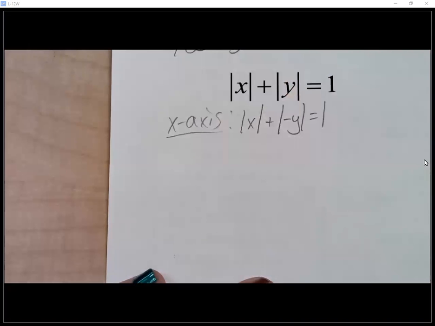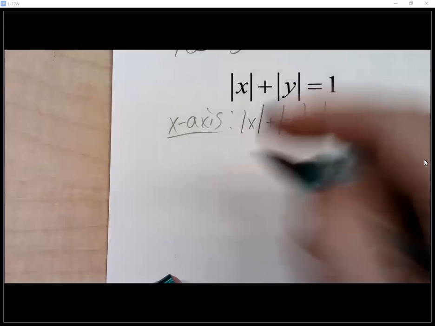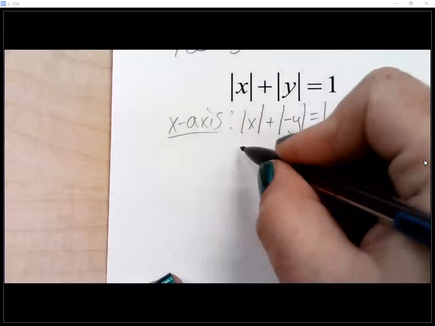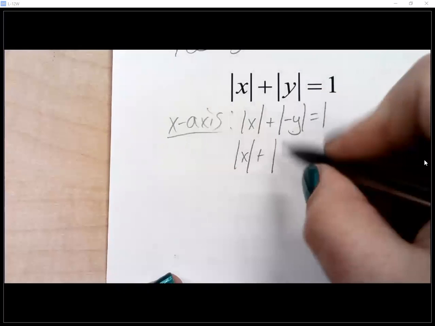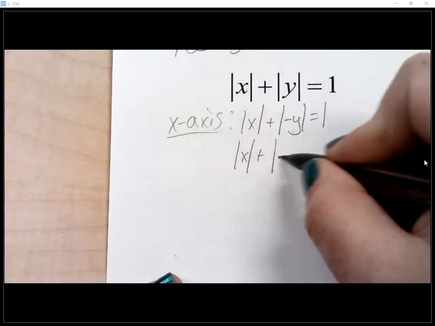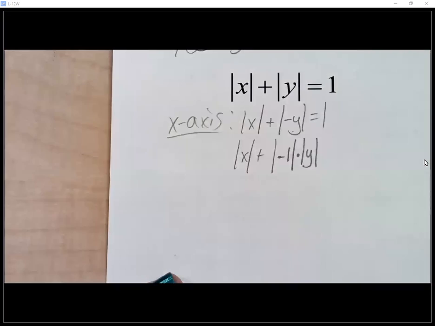Well, the absolute value of negative y would just be what? Yeah, it would just be y. So I guess technically, yes, because you can do this. When you have an absolute value, you can split it up like this. Instead of writing it as negative y, you can write it as negative 1 times y. You can split up an absolute value, that's multiplication, and you still have the same values there.